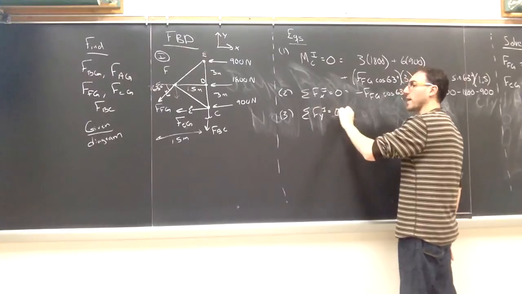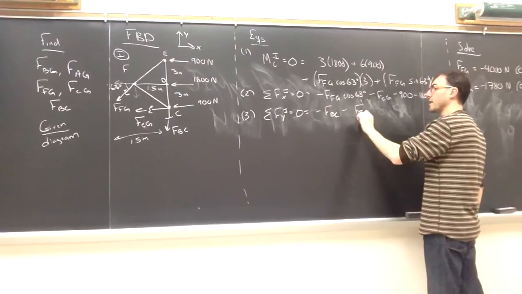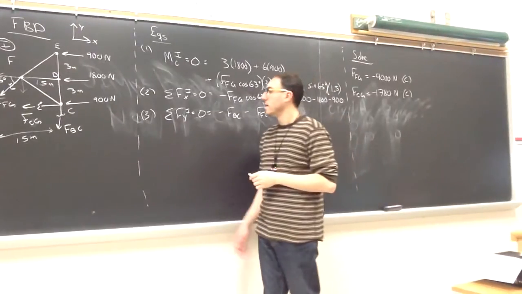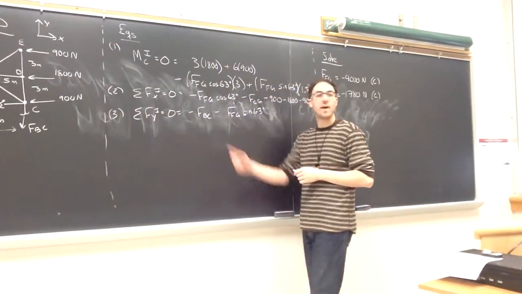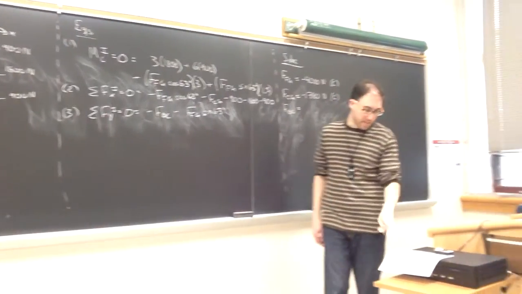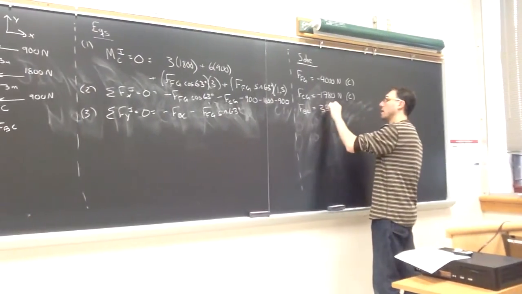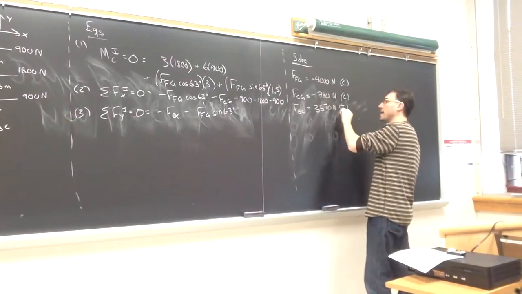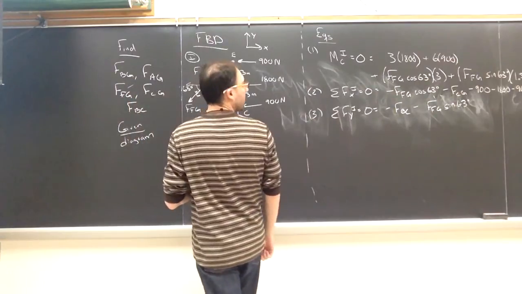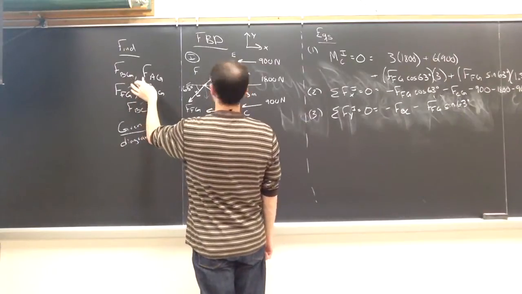newtons. So that also is in compression. So lastly, in the y direction, I'll have negative FBC minus FFG sine 63. Again, I now know FFG, so FBC will be my last unknown here. And FBC will be a positive 3570. So that will be in tension. We now know FG is done, BC is done down here, and CG, which I already found.